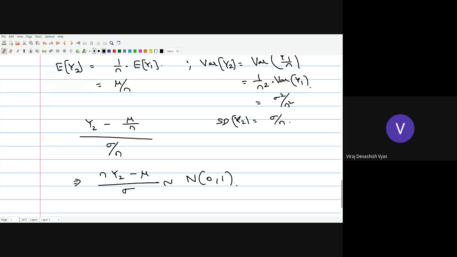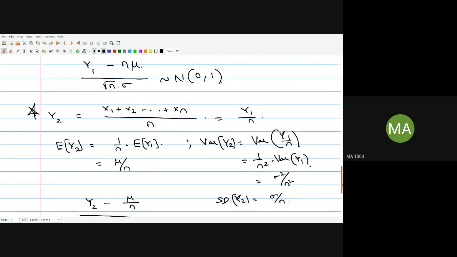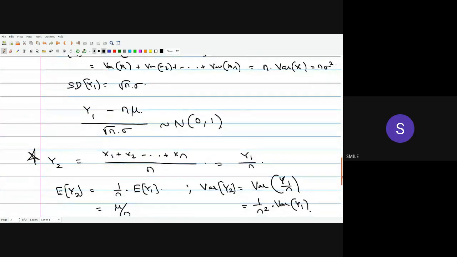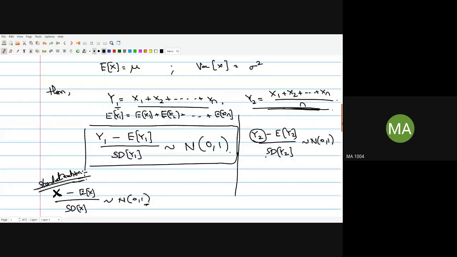Clear, sir. So forget about whether it is mean or sum. Usually we will ask you about the sum or the mean, so either of them. Any general function we can approach this way. Even if we give a general function like x1 into x2 into xn, it is very difficult. Or if we are given y3 as something like x1 plus xn by 2.